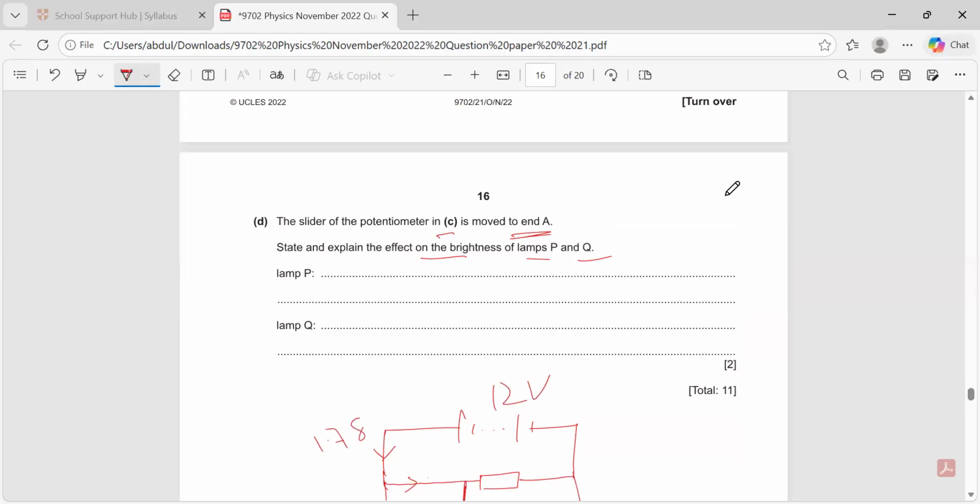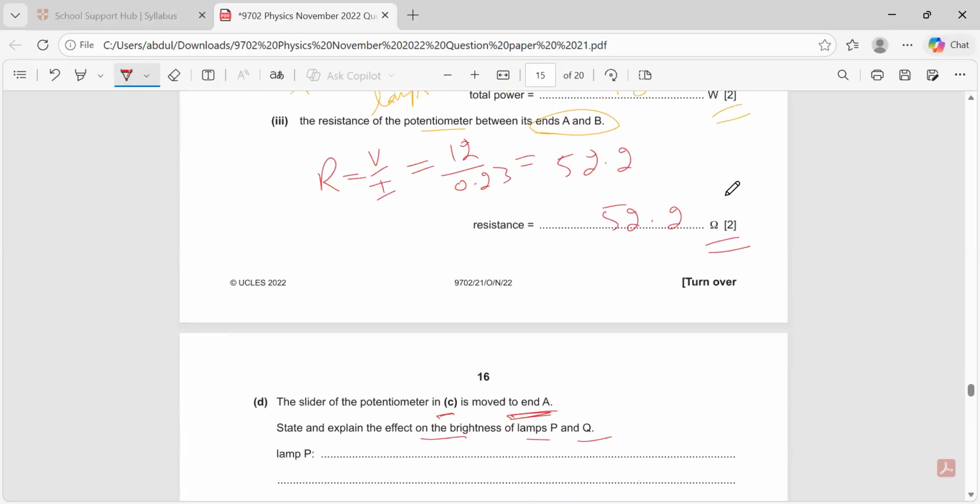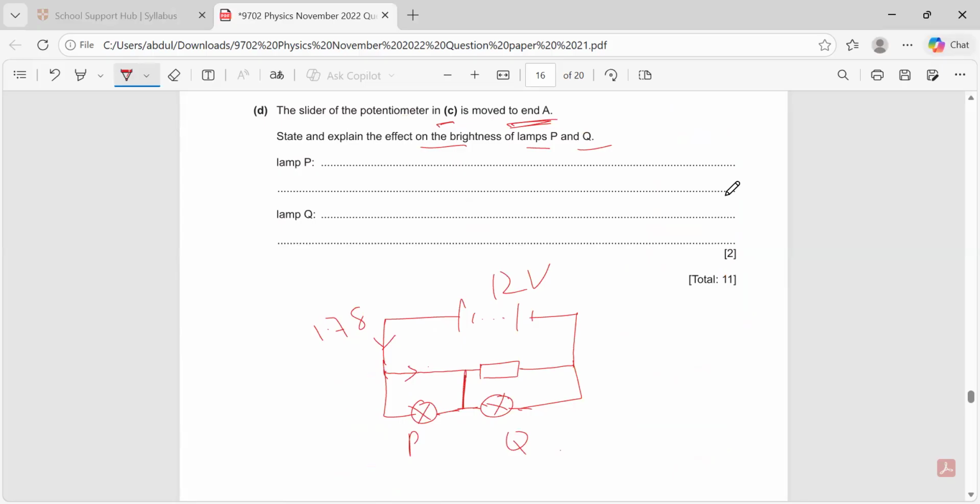Now what happens actually? The slider of the potentiometer at C is moved to end A, so it is here at end A, no more in the middle. Resistance is directly proportional to length. This was A, this was B. Now, if it is at end A, this resistance is vanished. This resistance is no more there, that's why I did not draw it. Now when the current reaches this point, it can move this way or this way. Current always takes the easiest path.